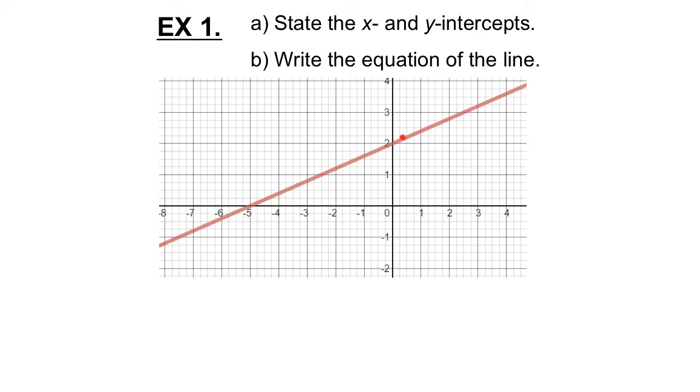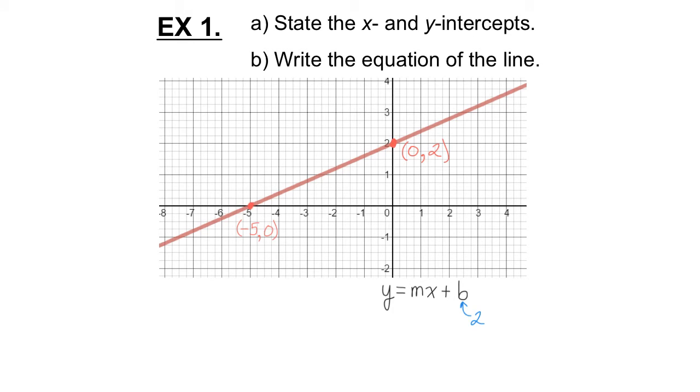So here we have a line. Here's the y-intercept. The coordinates are 0, 2. Here's the x-intercept. The coordinates are -5, 0. So now that we know the coordinates of our x and y-intercepts, we can figure out the equation. Remember, the equation of a line we usually write as y equals mx plus b. m is the slope, b is the y-intercept. Well, we know the y-intercept is 2, so we know b is 2.